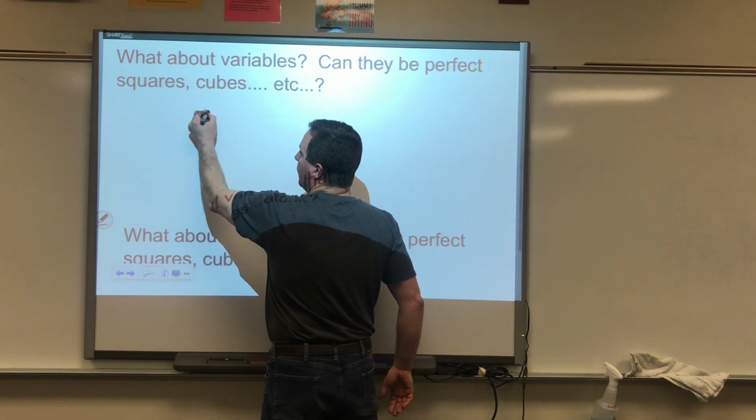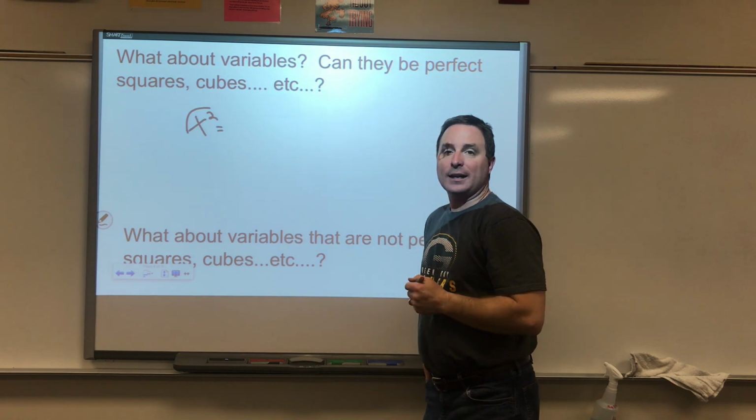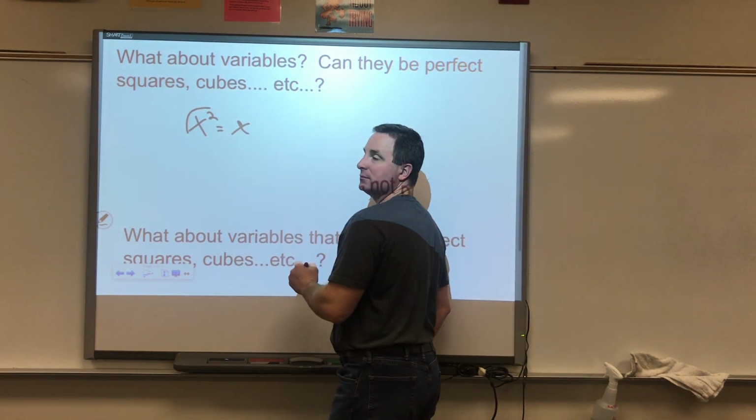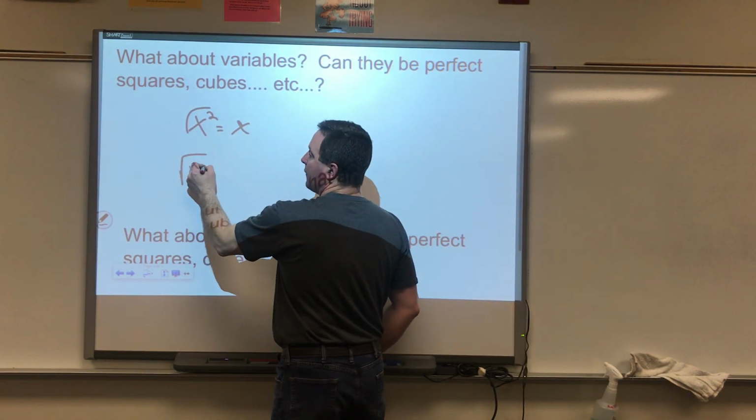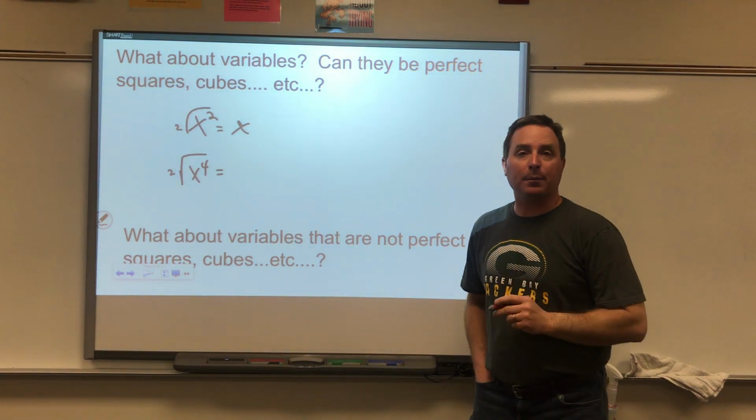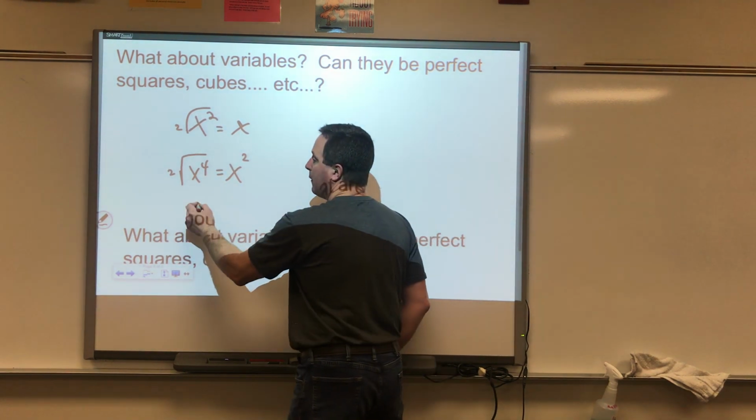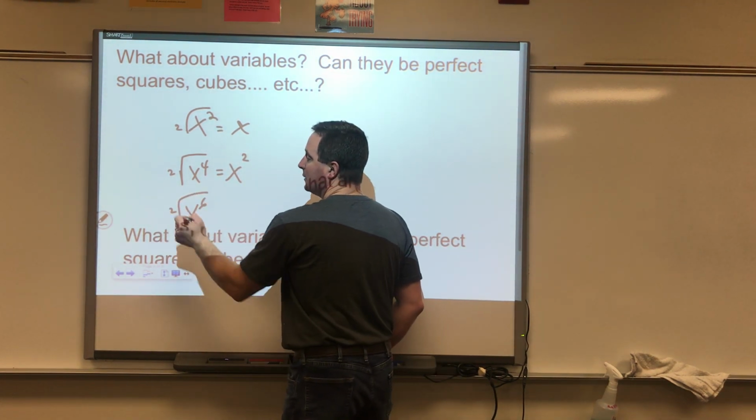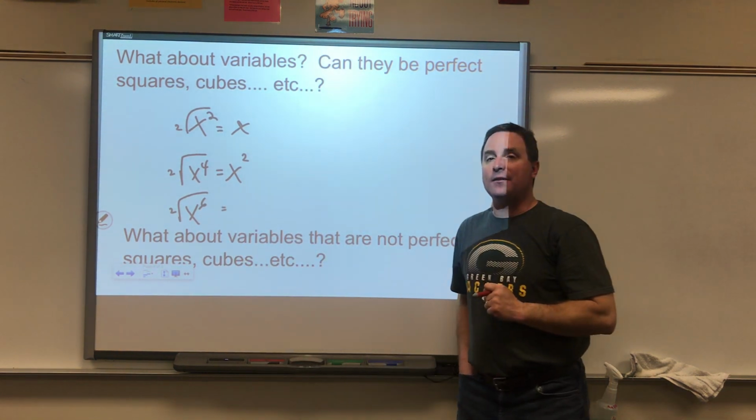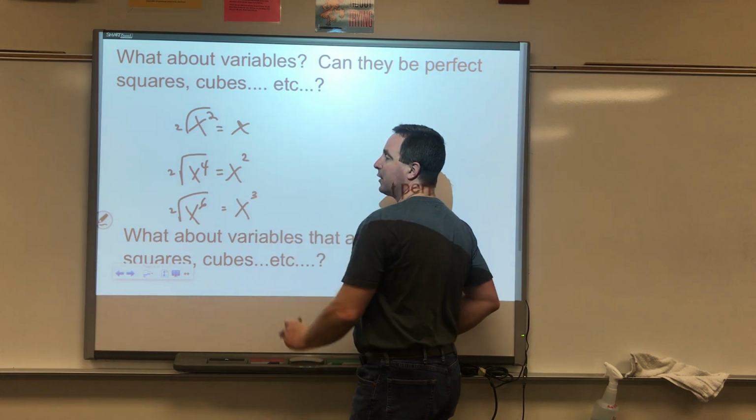Okay? What if I wanted to find the square root of x squared? Well, x squared is a perfect square. It's just x. Okay? How about the square root of x to the fourth? When we had a little 2 out here, I think x to the fourth was a perfect square also. Its square root was x squared. What if I went more? What if I had x to the sixth, and I wanted the square root of x to the sixth? Some of you are seeing a pattern here. It's x to the third.